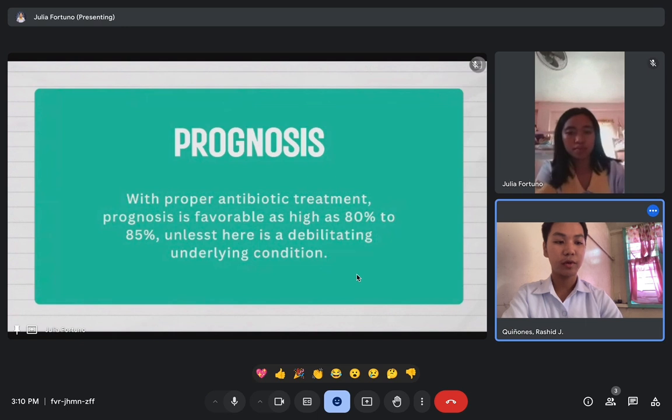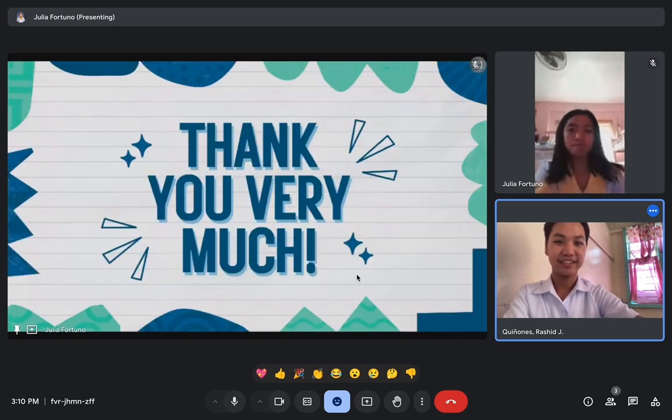And of course, appropriate antimicrobial therapy for patients with pneumonia. So that would be all for the lung abscess. Thank you po.